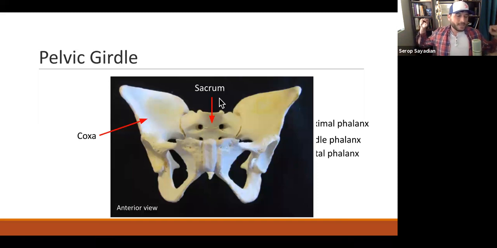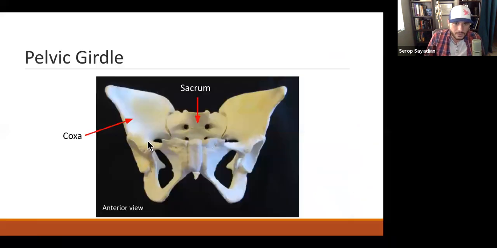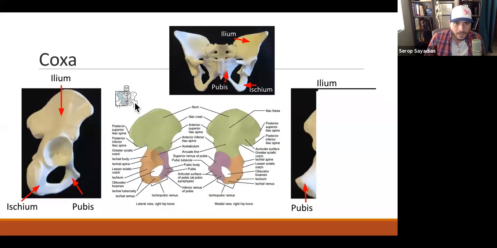Just like we had a pectoral girdle, now we're going to have a pelvic girdle in the pelvis. Like the pectoral girdle had the clavicle and the scapula, the pelvic girdle is going to have what's called the coxa. The coxa connects to the axial skeleton because we already learned about the sacrum. You can see there's a left and right coxa, and it's connecting to the sacrum. This bone is called the coxa, but the coxa is actually made up of 3 bones that are fused together.